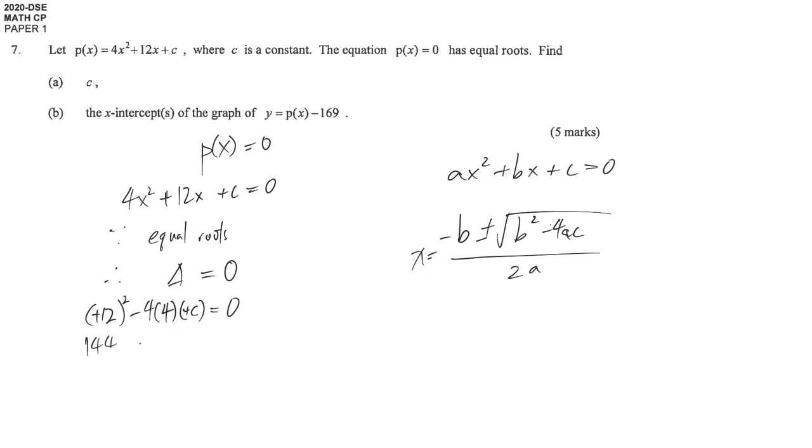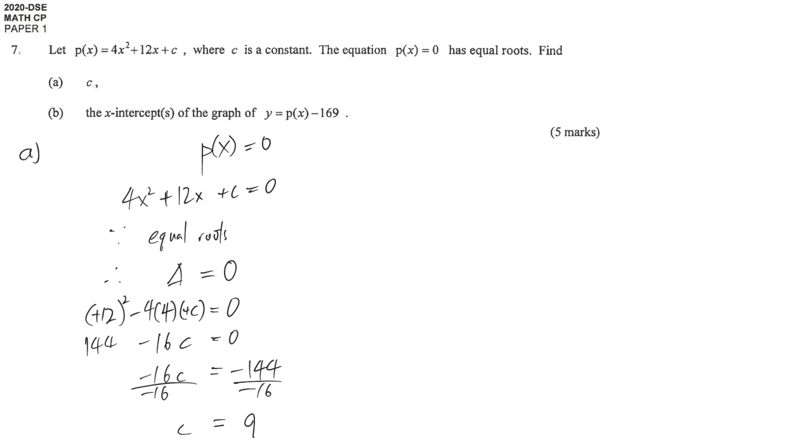It's 144 minus 16c equal to 0. So negative 16c is equal to negative 144. Then we divide both sides by negative 16. We get c is equal to 9. Once we know c, then of course we should update the information. p(x) is 4x squared plus 12x plus c, that means plus 9 here.